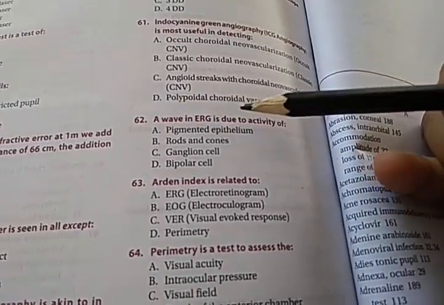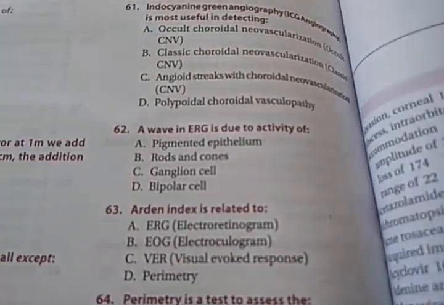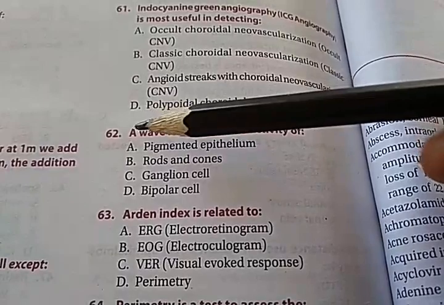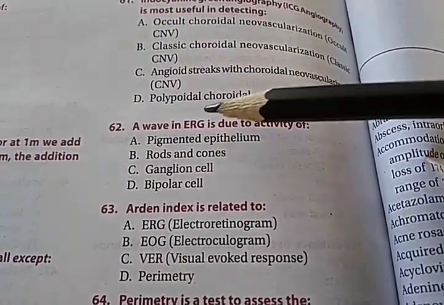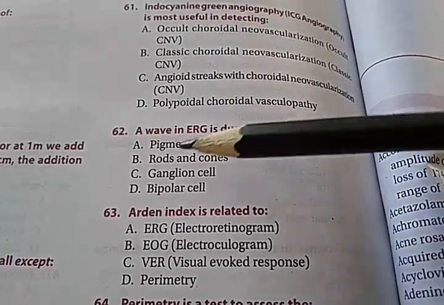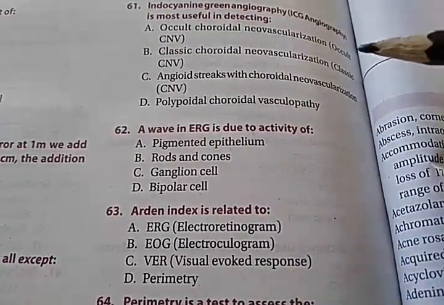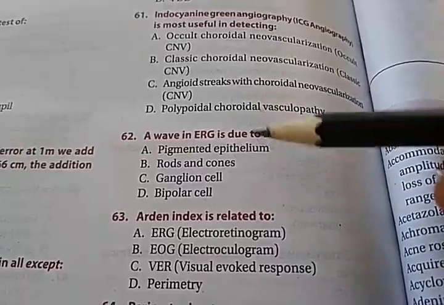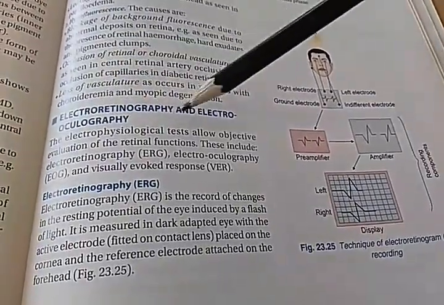The A wave in ERG is due to activity of. I think A is something that comes very initially. So it should be what? Pigmented epithelium, rods and cones, ganglion, bipolar cells. Which one of these comes first? Electroretinogram, that is ERG. If you need to know, you have to again come to the comprehensive book, right?